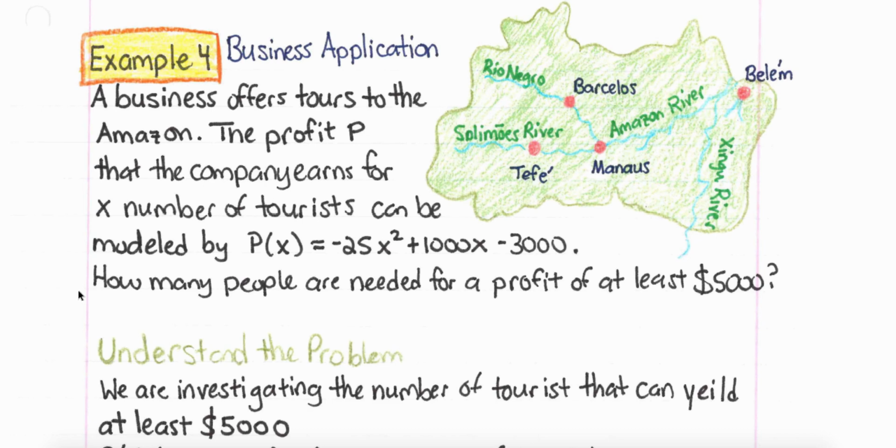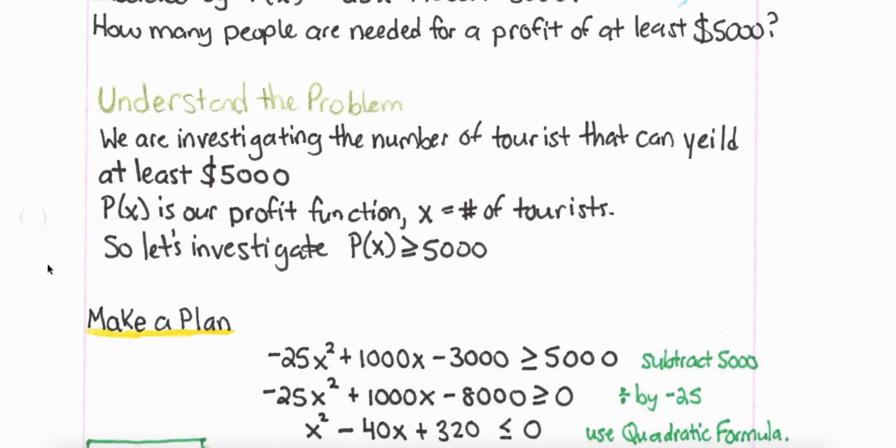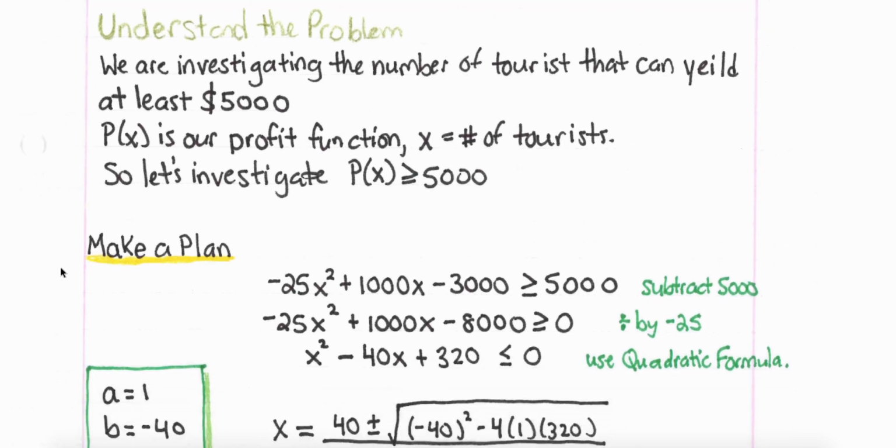Example 4, a business offers tours to the Amazon. The profit P that the company earns for X number of tourists can be modeled by P of X equals the following equation. How many people are needed for a profit of at least $5,000? Well, first let's understand the problem. We're investigating the number of tourists that can yield at least $5,000. So P of X is our profit function, and X is the number of tourists. So what we're investigating here is, where is P of X greater than or equal to 5,000? So we make that inequality.